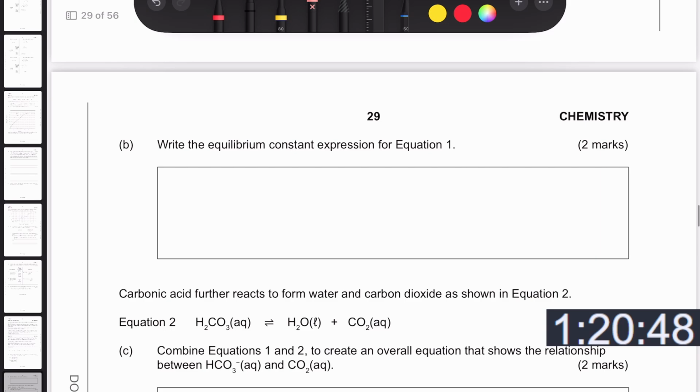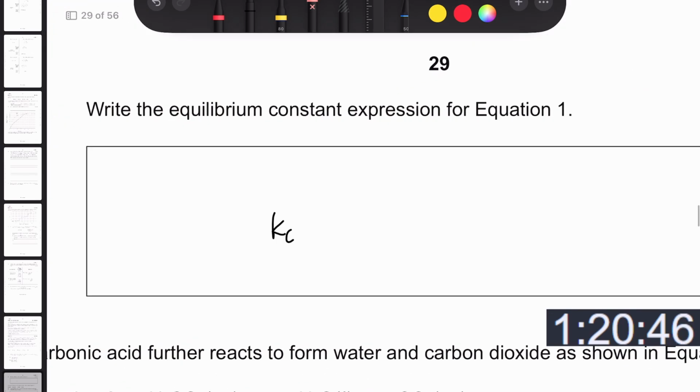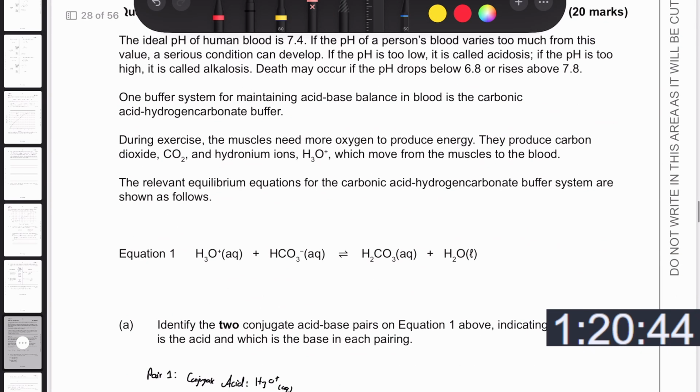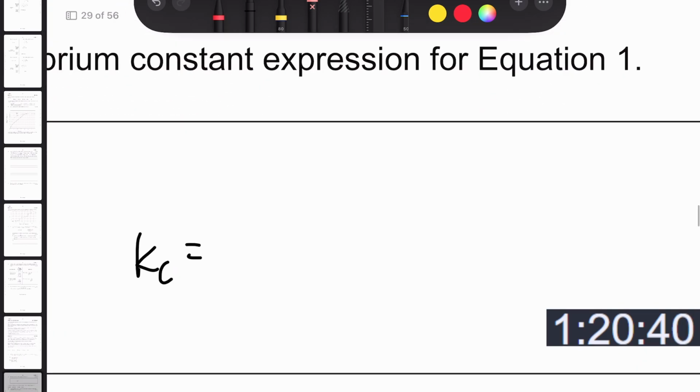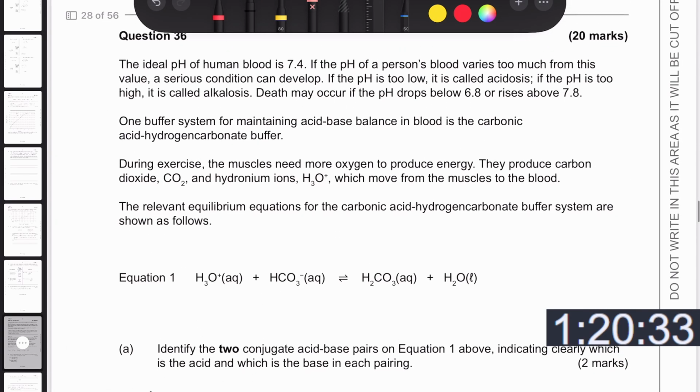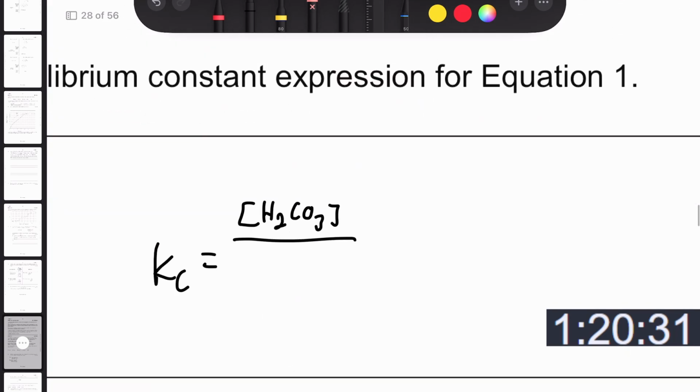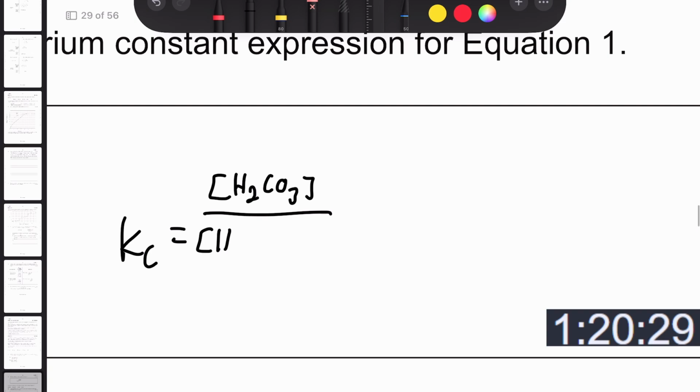Write the equilibrium constant expression for equation 1. So Kc equals, it's going to be H2CO3 all over H3O plus and then HCO3 minus. H3O plus, HCO3 minus.